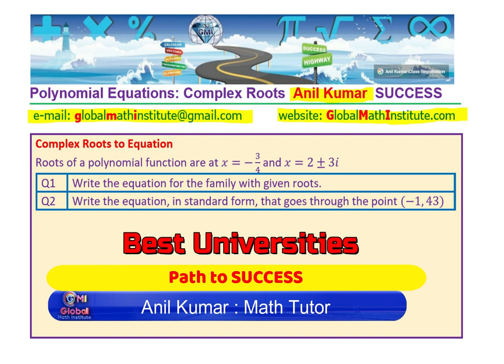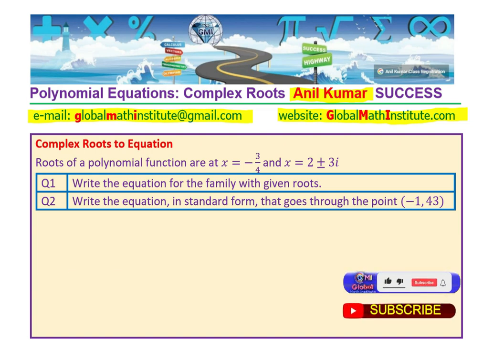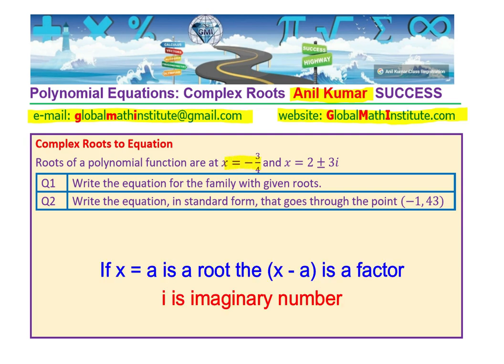In this video, let's understand the strategy of finding the equation when roots are given to us. So, the roots of the polynomial function are at x equals minus 3 by 4 and x equals 2 plus minus 3i. i, as you know, is the imaginary number, which is the square root of minus 1.